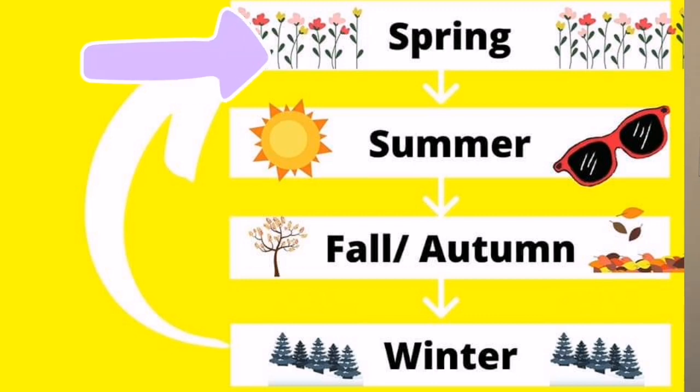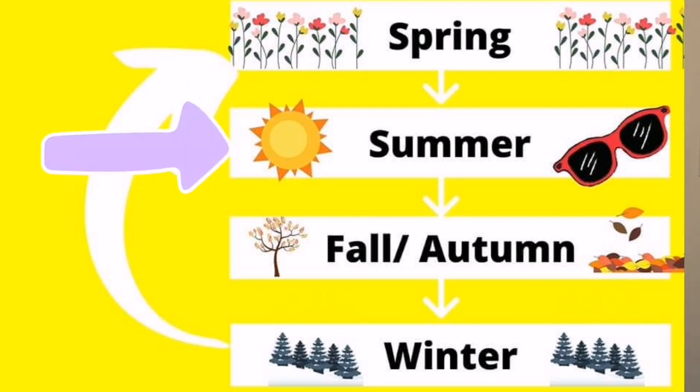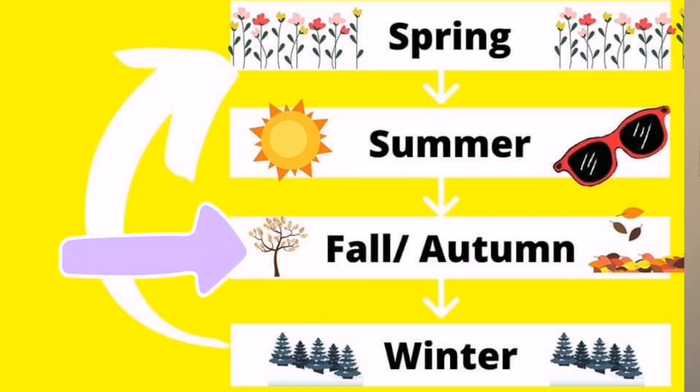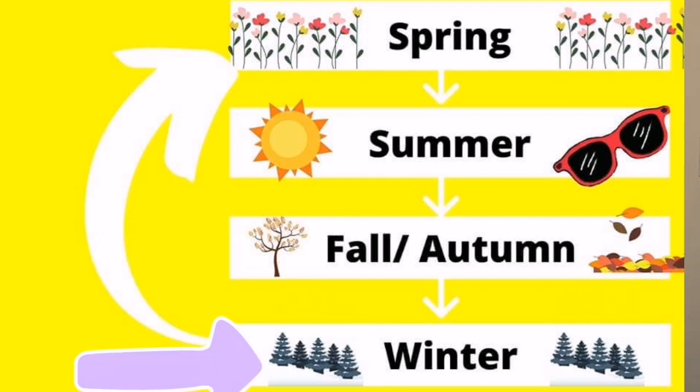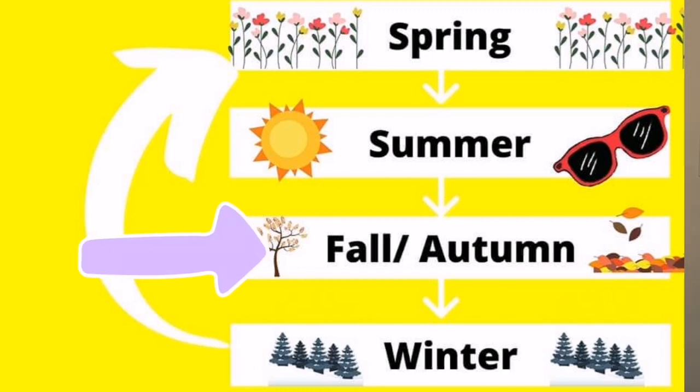Spring is our rainy season where flowers bloom and animals are born. Summer is our hottest season. Fall is where it starts to cool down, so the leaves change colors and they fall off the trees. And then our coldest season is winter. So November is in the season of fall.